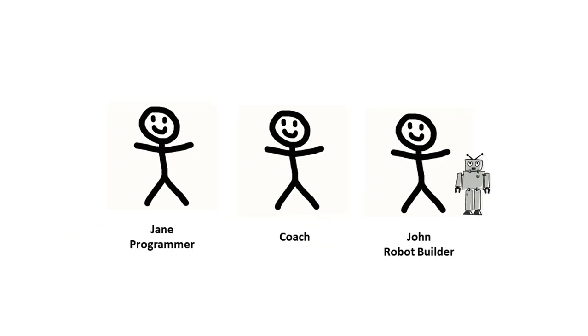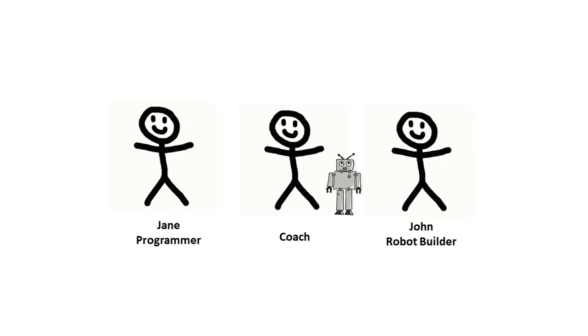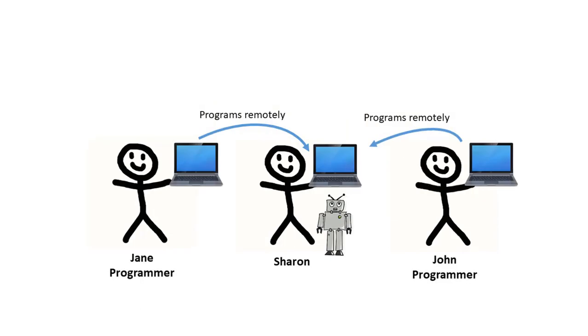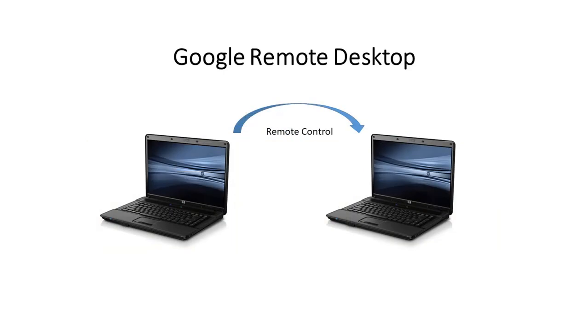Because the team probably only has one robot kit, the robot being programmed will be at one team member's location or perhaps at the coach's location. The team members can work together from their individual locations, taking turns on who is doing the programming while the others ask questions and make suggestions. To make this real-time sharing work, we take advantage of a Google feature called Remote Desktop. This feature allows one computer to see and control another.